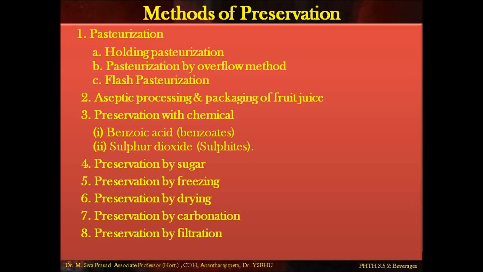In this lecture we'll discuss various methods that can be used to prevent such spoilage and preserve these fruit beverages. In the previous classes we discussed various methods of preservation based on the principles of preservation. They can be by applying some heat, like in the case of pasteurization, or by creating aseptic conditions, that is aseptic processing, or by using certain chemical preservatives like sodium benzoate and potassium metabisulfite, or by using sugar as a preservative, or even by using techniques like freezing or drying.